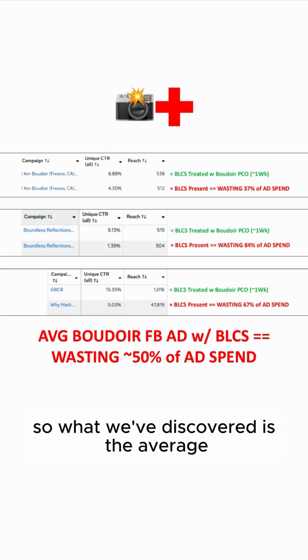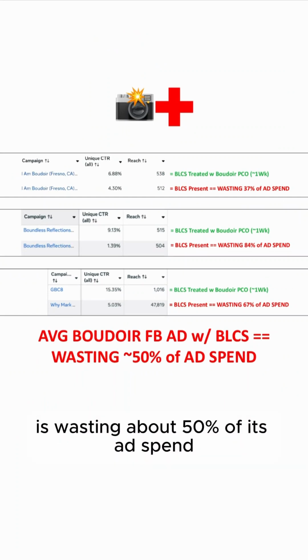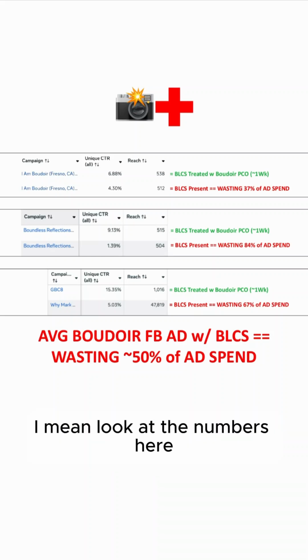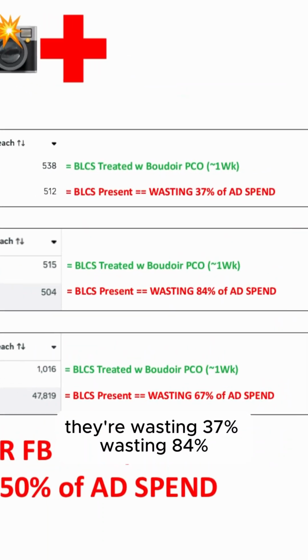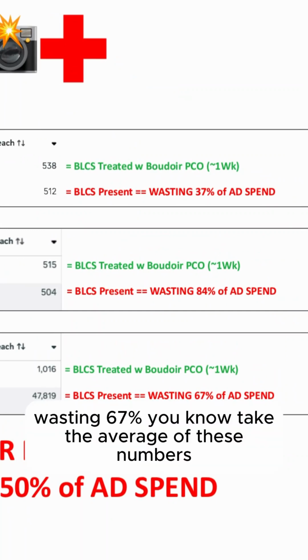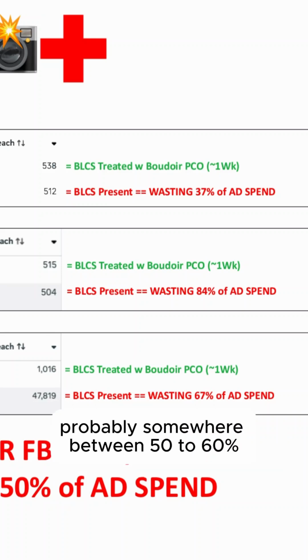So what we've discovered is the average Boudoir Facebook ad with BLCS is wasting about 50% of its ad spend. I mean, look at the numbers here. They're wasting 37%, wasting 84%, wasting 67%. Take the average of these numbers, probably somewhere between 50 to 60%.